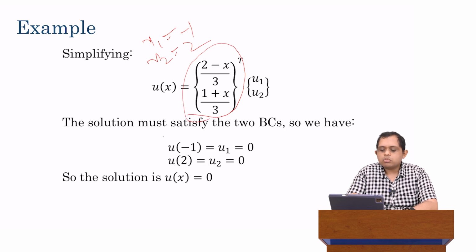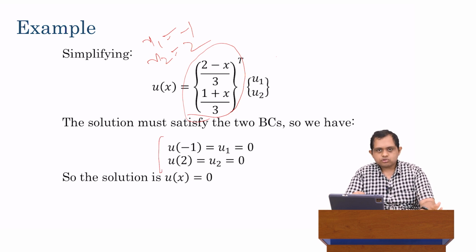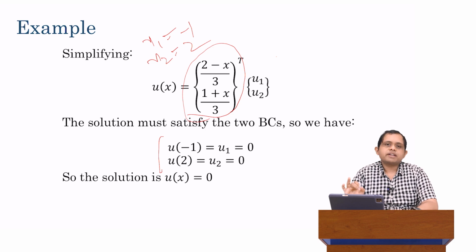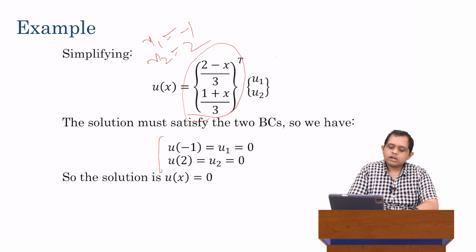I get a formal form of u of x, which is 2 minus x over 3 and 1 plus x over 3. Those are what we call our shape functions, transpose into u1 into u2. Basically we have a system of equations. We know that whatever solution we get, it must satisfy the two boundary conditions, that u1 is equal to 0 and u2 is equal to 0.